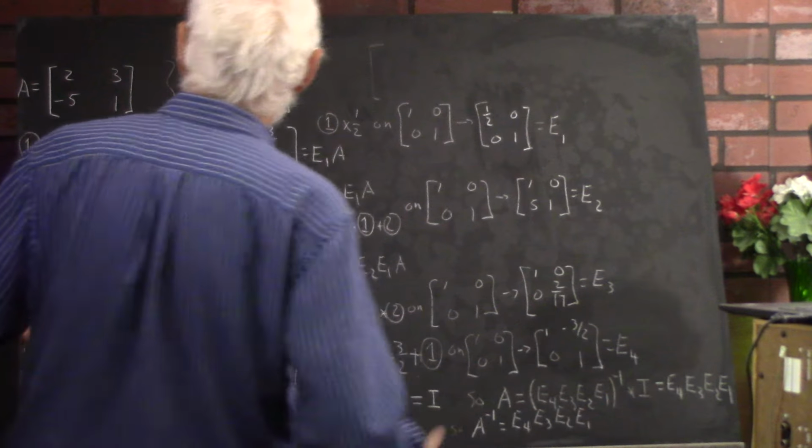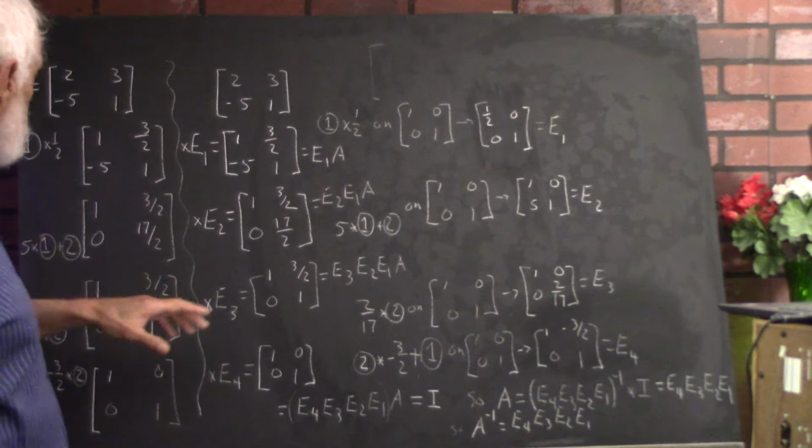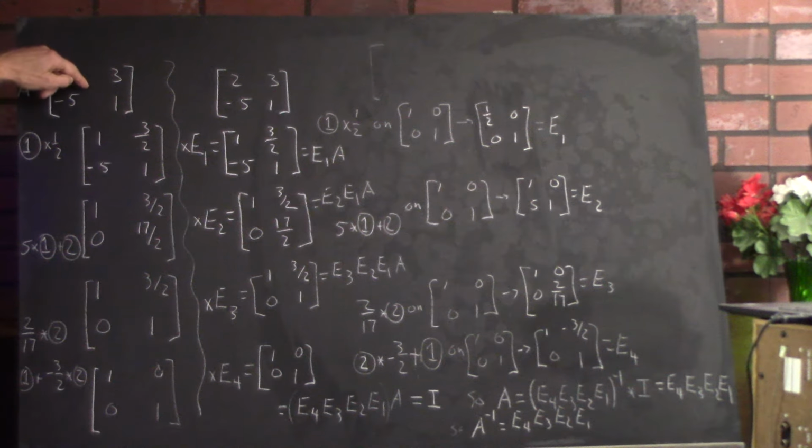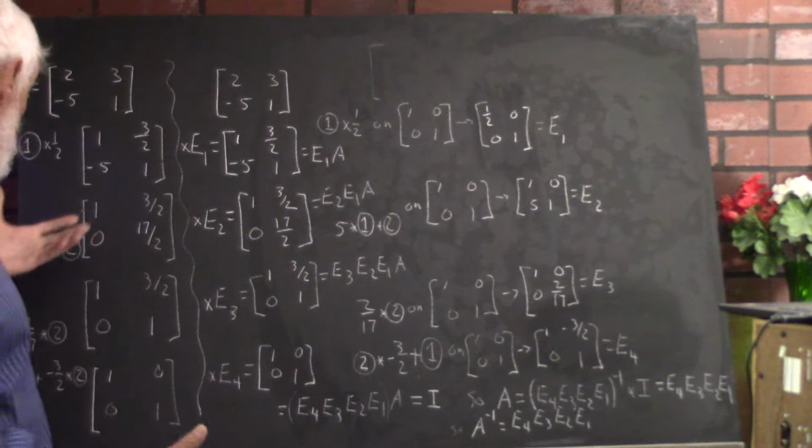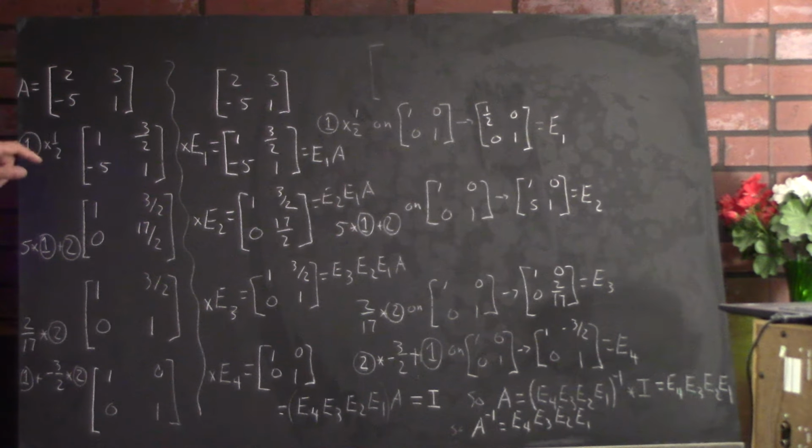Okay, I want to develop the idea of elementary matrices. We start with the matrix A, and we're just going to row reduce this down to the identity. It's very easy to do. And we're going to keep track of our steps here. We're going to keep track of what we do.